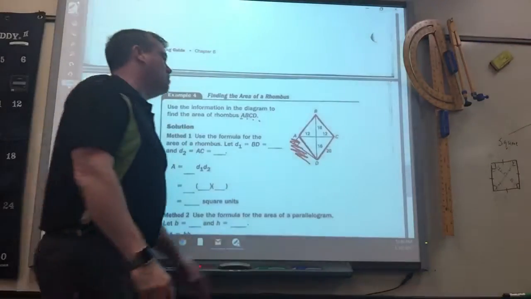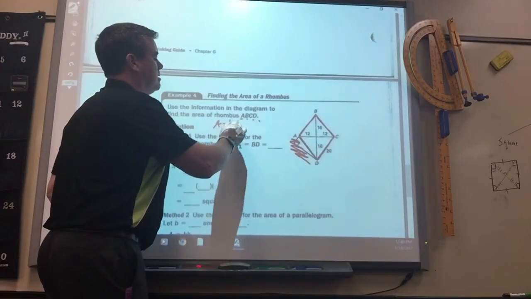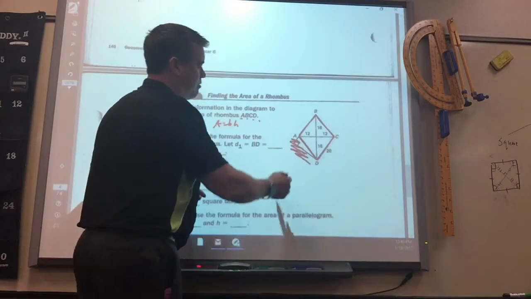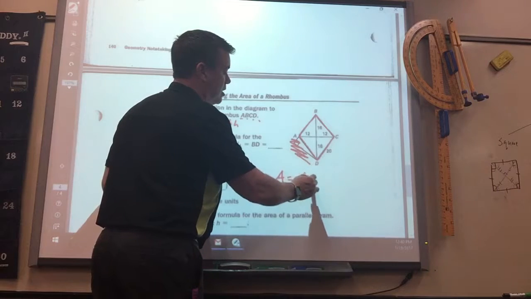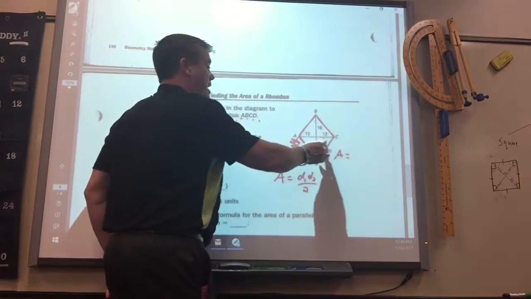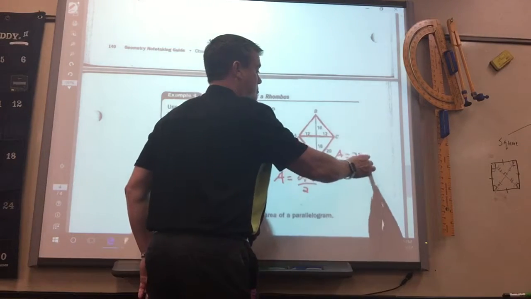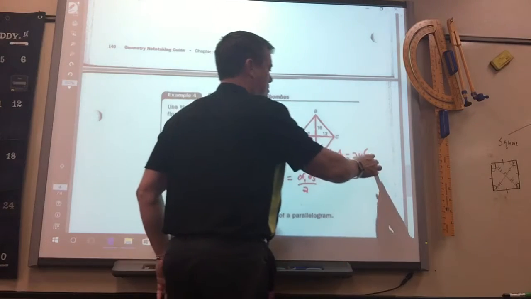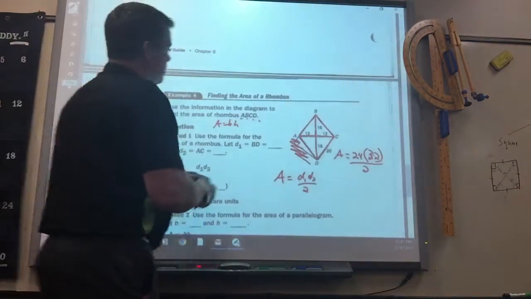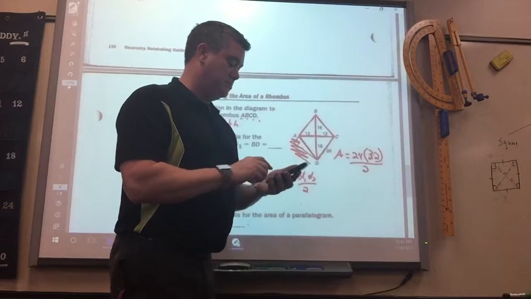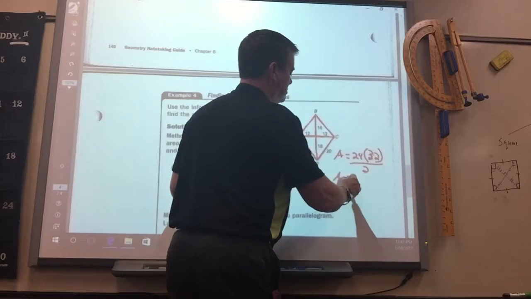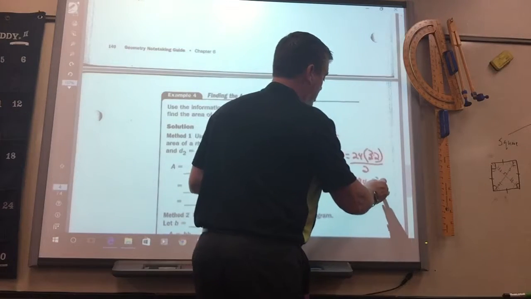So the rhombus, again, you could use base times height, but we don't know any of the sides or the height. So rhombus does have that other formula. The diagonals multiplied together, divided by 2. So this diagonal is 24. This diagonal is 32. And then you got to divide by 2. So again, remember, go this times this, press equals, and then divide by 2, and it's 384 units squared.